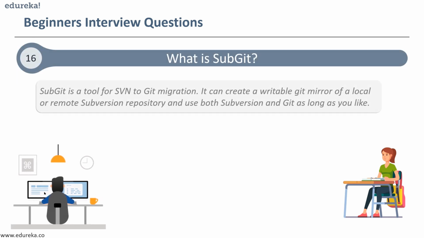The next question is, what is subgit? Subgit is a tool for SVN to Git migration. It can create a writable Git mirror of a local or a remote subversion repository and use both subversion and Git as long as you like. You can also include some of the advantages, like you can do a fast one-time import from subversion to Git or use subgit with Atlassian Bitbucket server. We can use subgit to create a bidirectional Git SVN mirror of an existing subversion repository. You can push to Git or commit to subversion as per your convenience. Synchronization will be done by subgit.